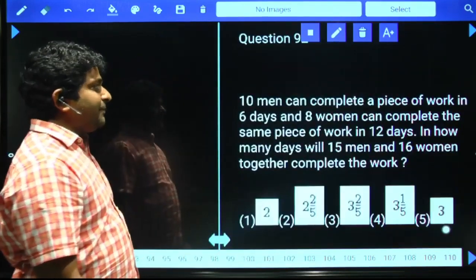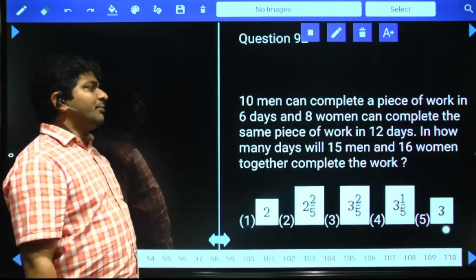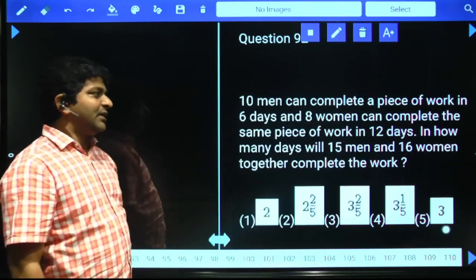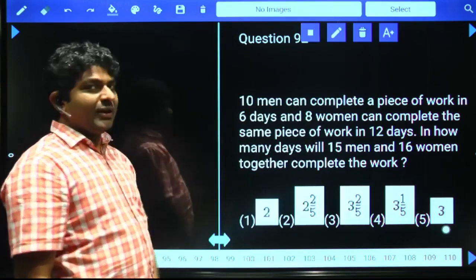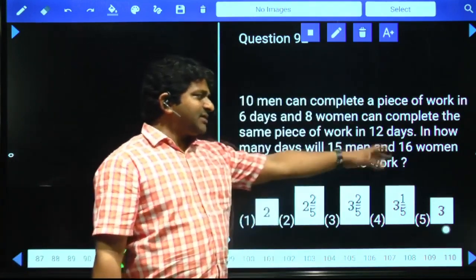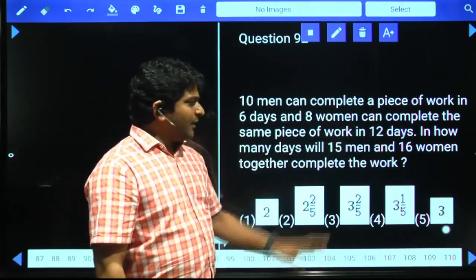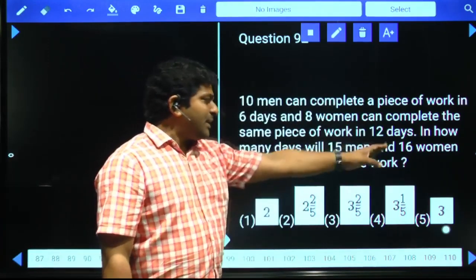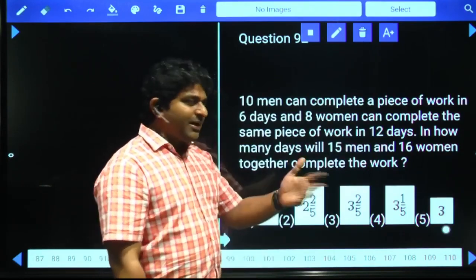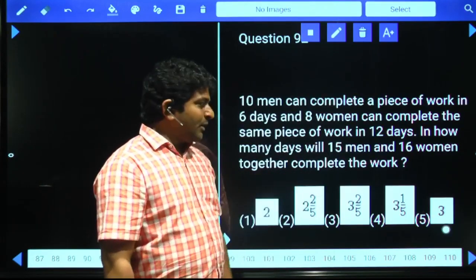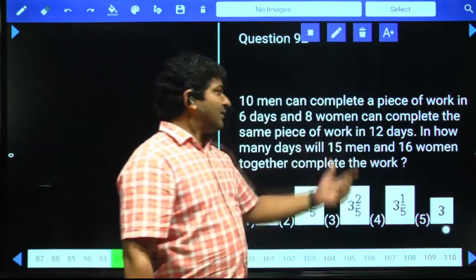10 men can complete a piece of work in 6 days and 8 women can complete the same piece of work in 12 days. In how many days will 15 men and 16 women together do it? Suppose 15 men and 16 women, take the concept. A and B together can complete the work in how many days? If this is your question, AB by A plus B is your direct answer. Here I will treat A as 15 men.